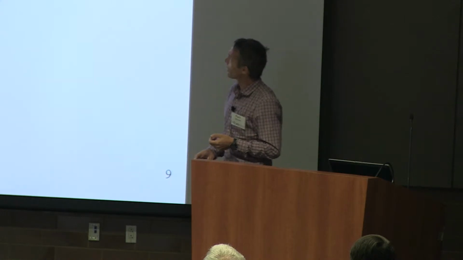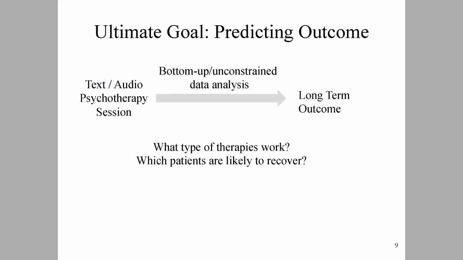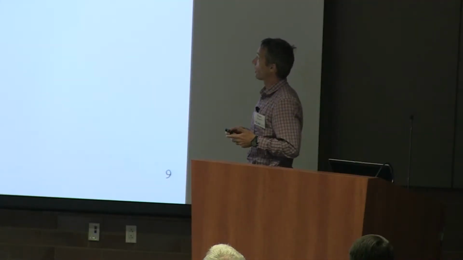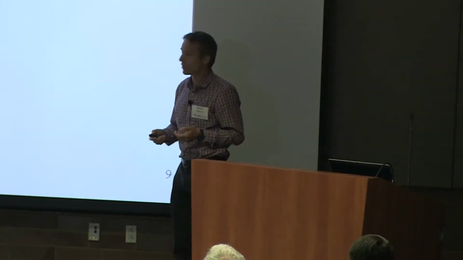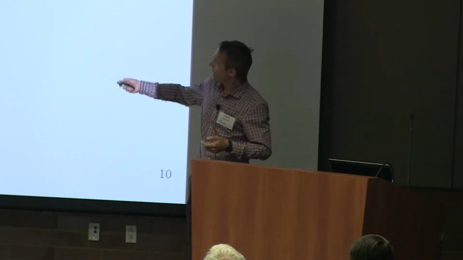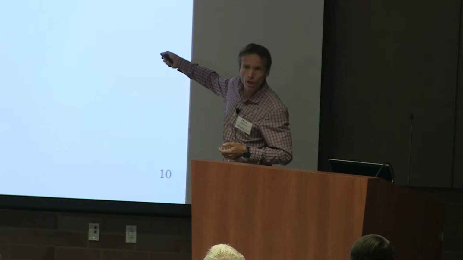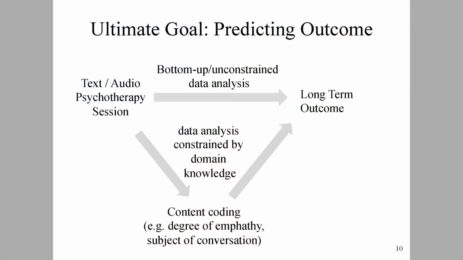So ultimately, we want to predict long-term outcomes. What patients are likely to recover, what type of therapies work. But in the meantime, because we have very few long-term outcomes, we try to indirectly predict outcomes through this intermediate content coding scheme.